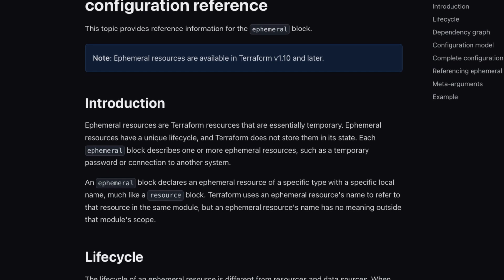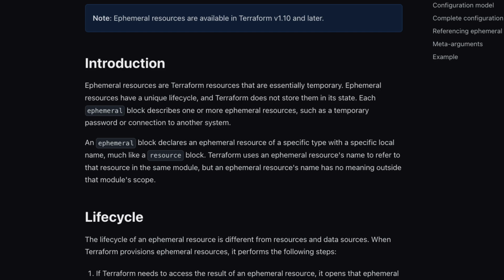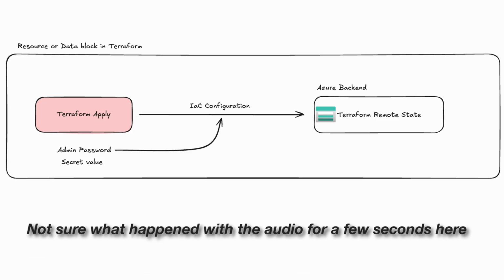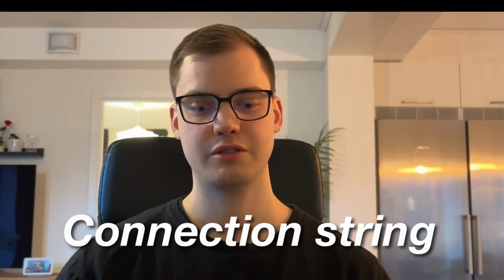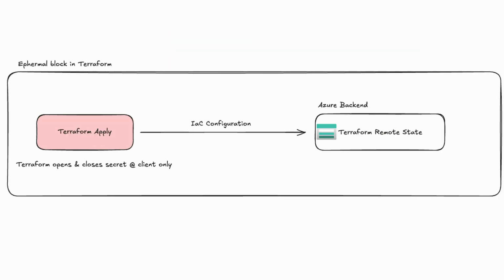And since version 1.10, we have something that's called ephemeral resources in Terraform, and they are essentially temporary resources. They do not persist to your local or remote state. They do not persist to any plan file or any state artifact for that matter. So this is not the case with a regular resource or a regular data block in Terraform. So even things that could be a password, a connection string, an access key, and that's really important to know. Ephemeral blocks, on the contrary, are used more as reference data.